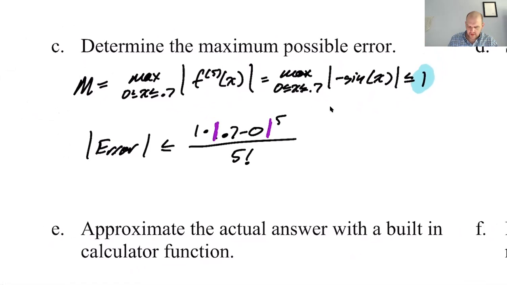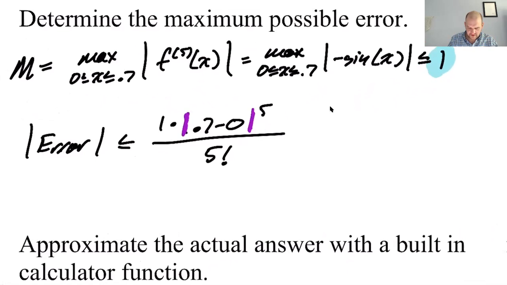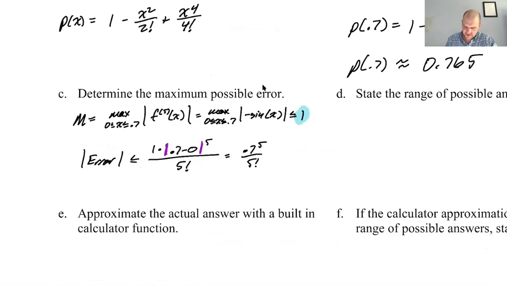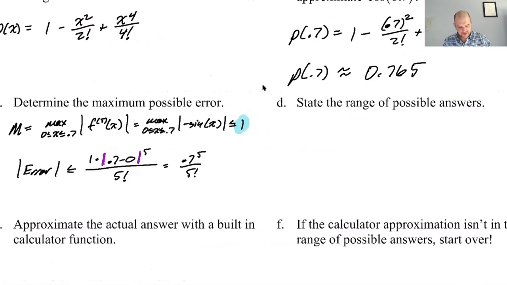This is the maximum possible error. I'm going to use a calculator to get that. The exact value is 0.7 to the 5th over 5 factorial, but I'm going to use a calculator to get this though. And then the next thing we're going to do is state the range of possible answers. So the range, let me just deal with that now.